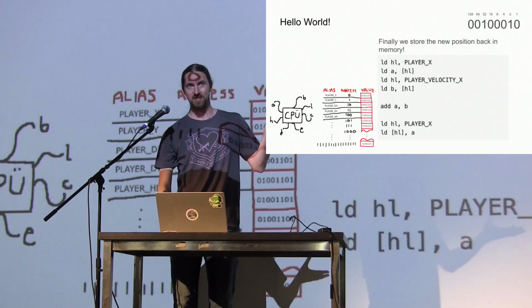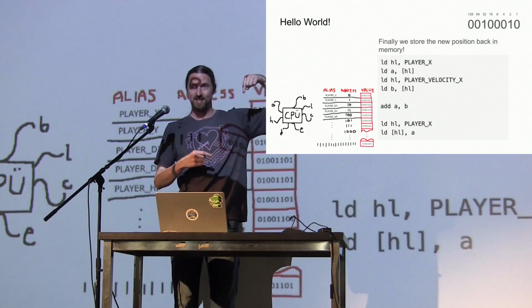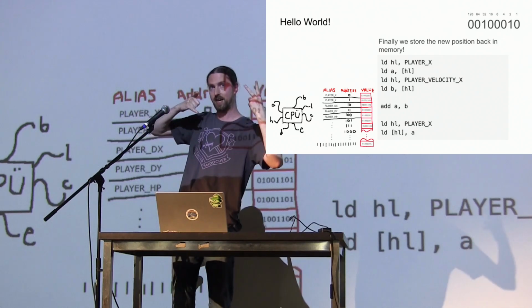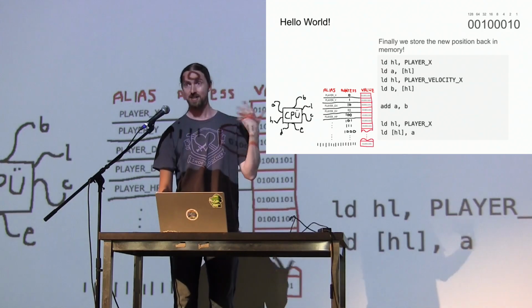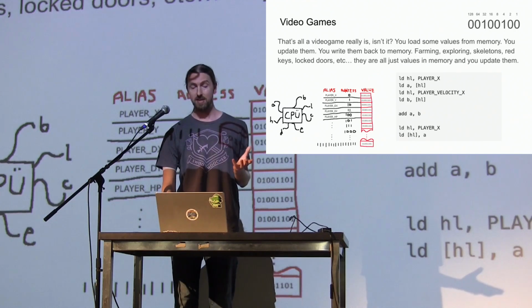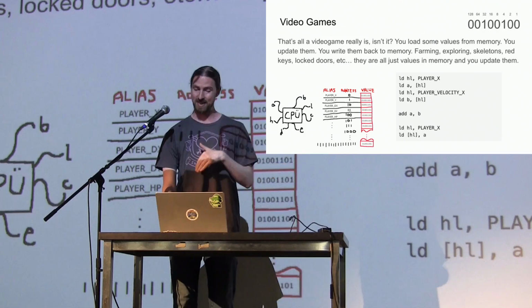And then you're going to load that player X address again into HL, and this time we're flipping the script. You can see that the parentheses around HL are on the other side. We're writing now. We're writing back into player X the updated value, right? And that's all a video game is, right? You load some values from memory, you update them, you write them back to memory.